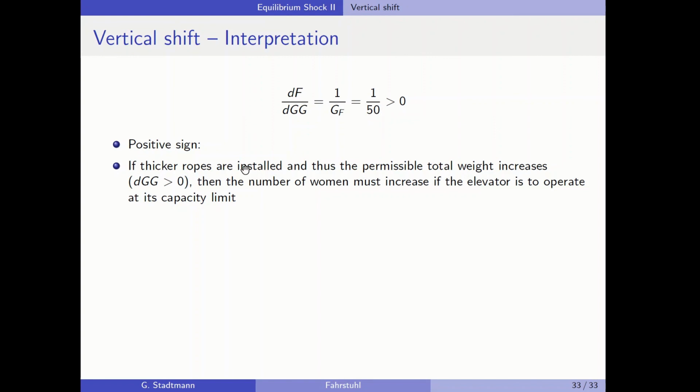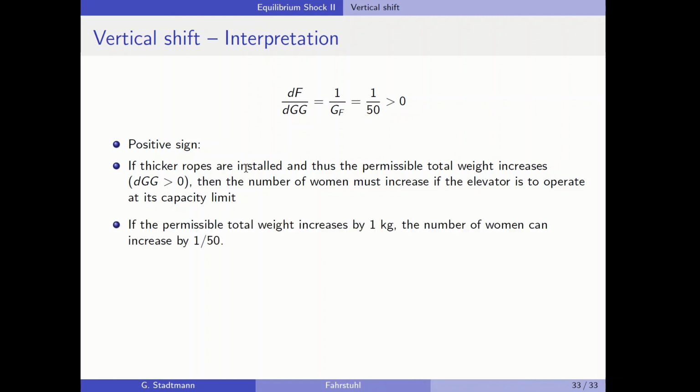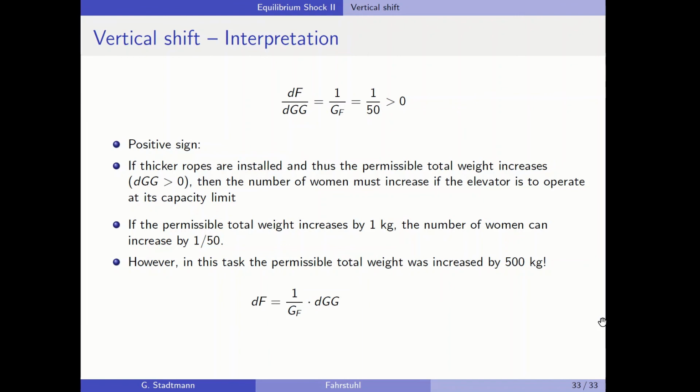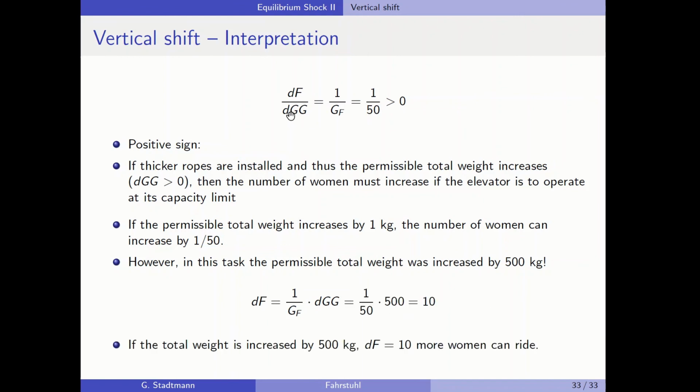The positive sign indicates when thicker ropes are installed and when the capacity constraint is shifted upwards, then more women can board. By how much? In case that the capacity constraint increases by 1 kilogram, then 1/50 additional women are able to board the elevator. And in this task, the capacity constraint increased by 500 kilograms, so that we once more have to put dgg on the other hand side of the equation. In the end, we get the answer that df is equal to 10. And this has to be interpreted in the following way. The total weight is increased by 500 kilograms, and therefore 10 additional women are able to use the elevator.